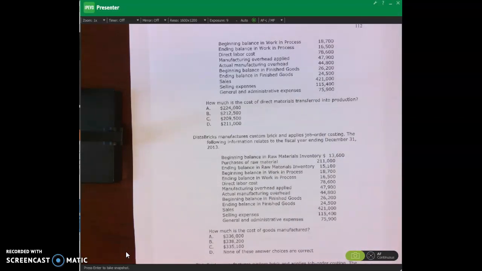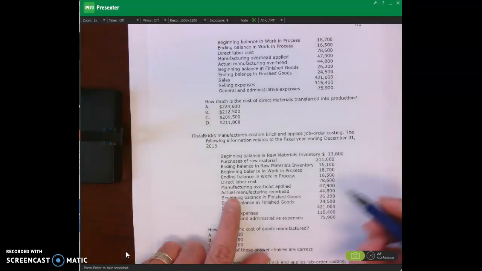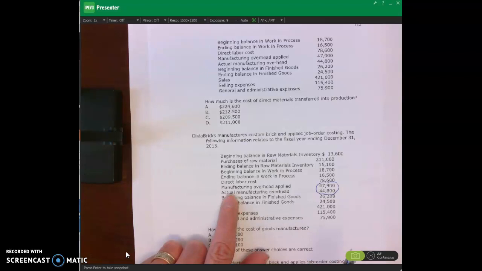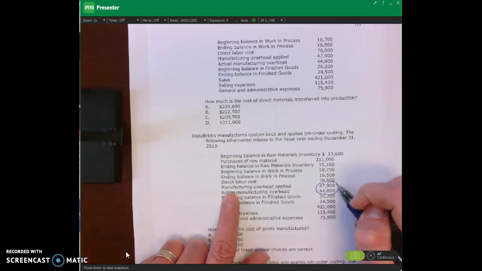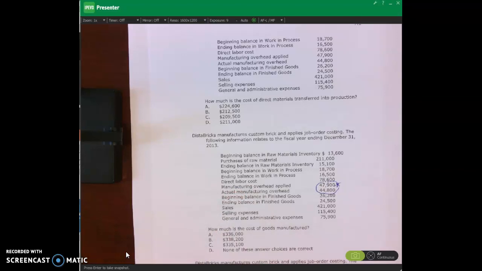I did want to say one other thing here about whenever you have to calculate cost of goods manufactured. You have two types of overhead. One is actual and one is applied. As we'll talk more about in our job order costing lecture videos in the next chapter, what you want to use to calculate cost of goods manufactured is the overhead applied, not the actual. It's the overhead applied. Okay?